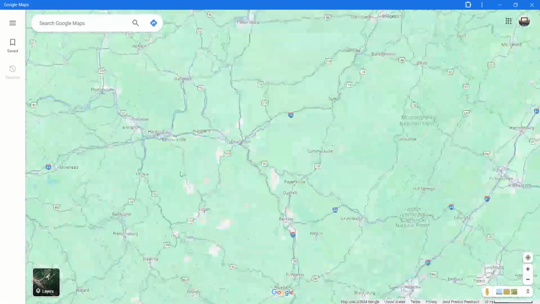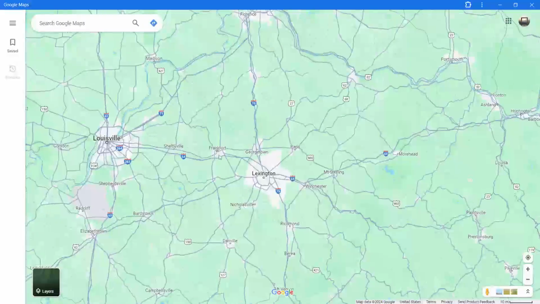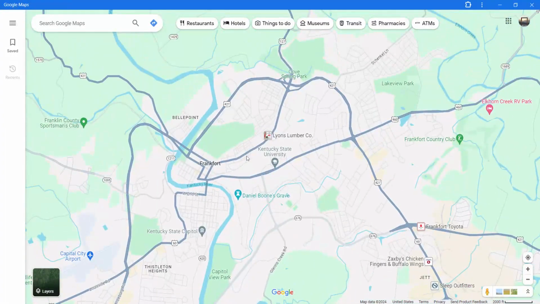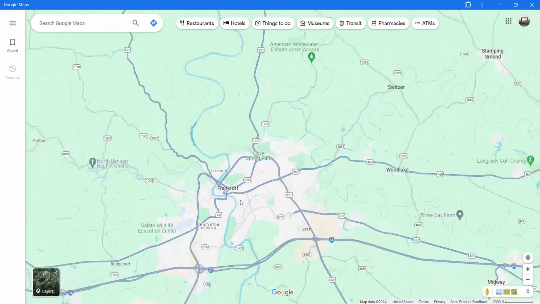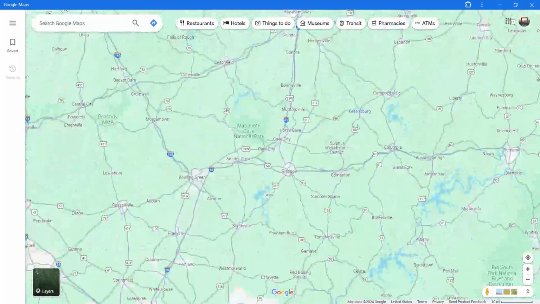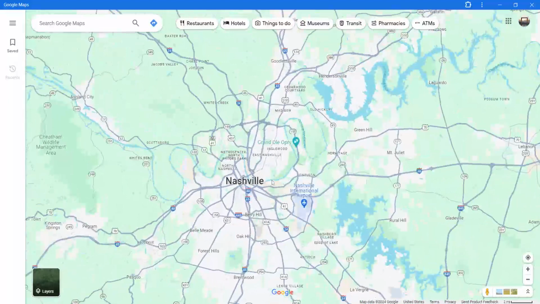Moving over to the state of Kentucky, and we find the state of Kentucky and its capital, Frankfort. Frankfort is the capital of Kentucky. Now we'll move down to the state of Tennessee, and we'll find its capital, Nashville. Nashville is the capital of Tennessee.